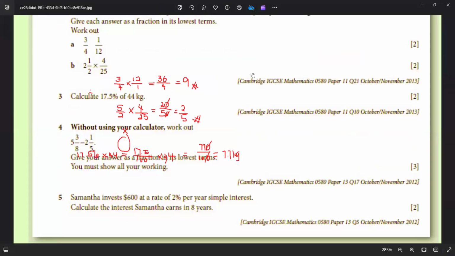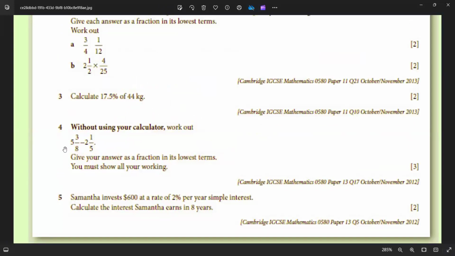Next, question 4. Work out 5 and 3/8 minus 2 and 1/5 in its lowest term and show the working. So this one, we also need to change the denominator first. So equals to 5, we can times by 5.